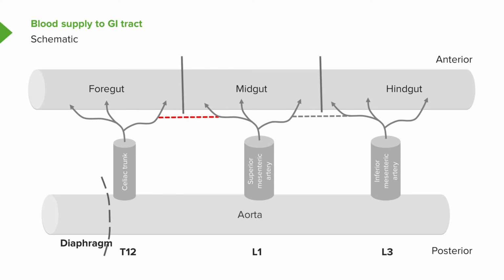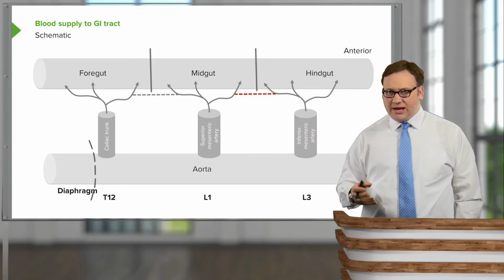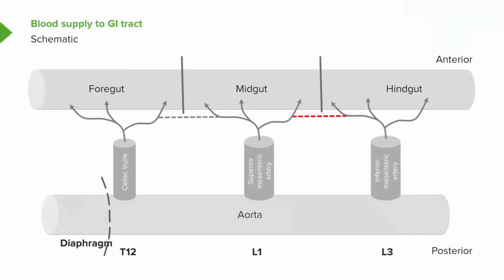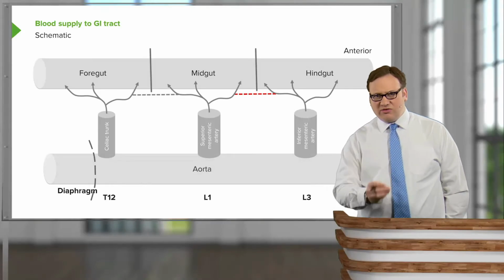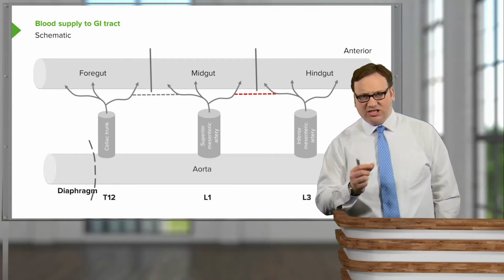These dotted lines here represent the transitions between the blood supply to the foregut and midgut. We saw this when we looked at the superior and inferior pancreatico-duodenal arteries at the head of the pancreas and the duodenum. Between the midgut and the hindgut, we had the transition that formed the marginal artery, with inputs primarily from the middle colic and left colic artery, with the middle colic coming from the superior mesenteric and the left colic coming from the inferior mesenteric artery.